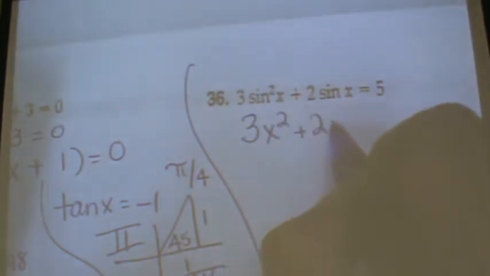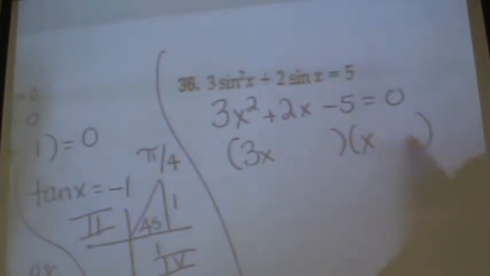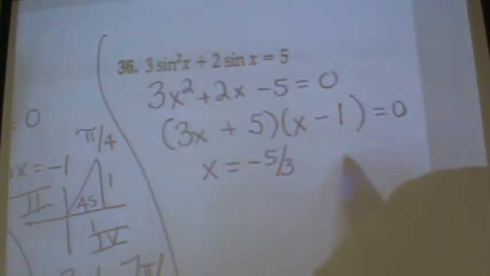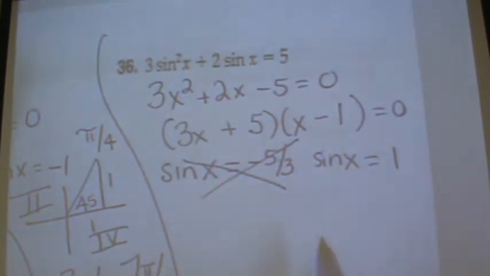Okay, what about 36? Bring the 5 over. How do you factor this? So we're going to make this a positive and that a negative. So x is equal to negative 5/3, which is going to be no solution, and x is equal to 1. Why is this one a no solution? Because your opposite side is bigger than your hypotenuse. So that one you can't do.